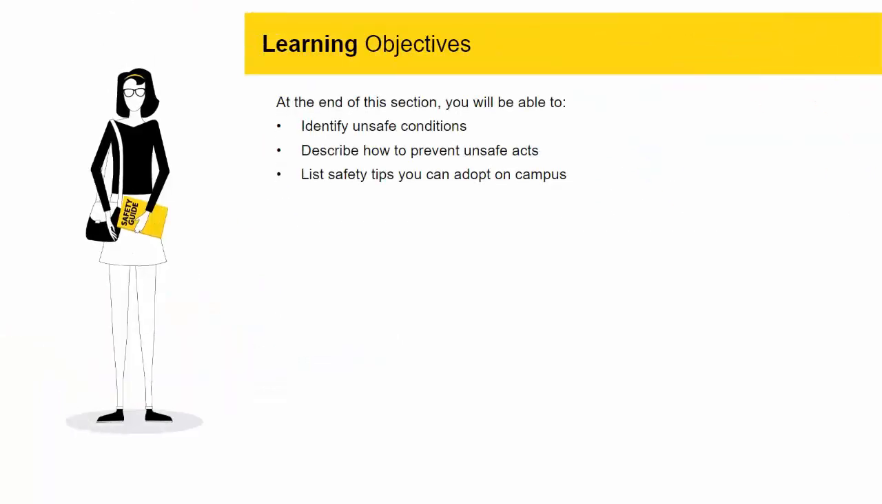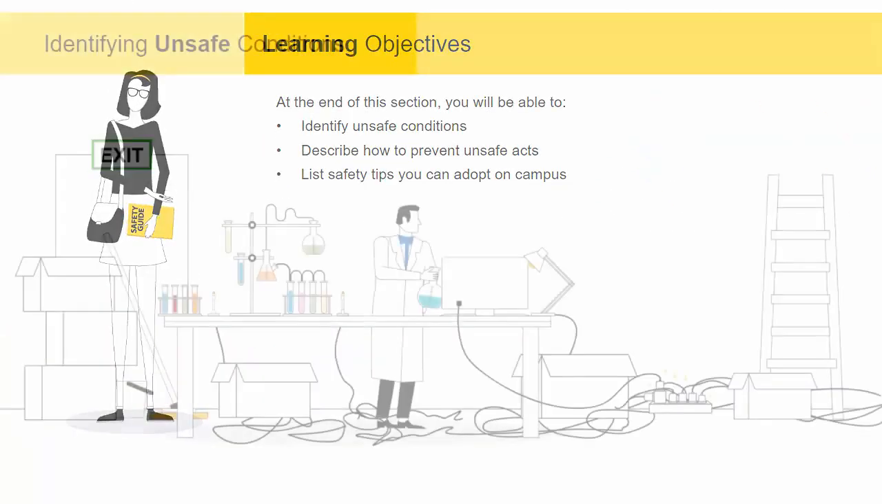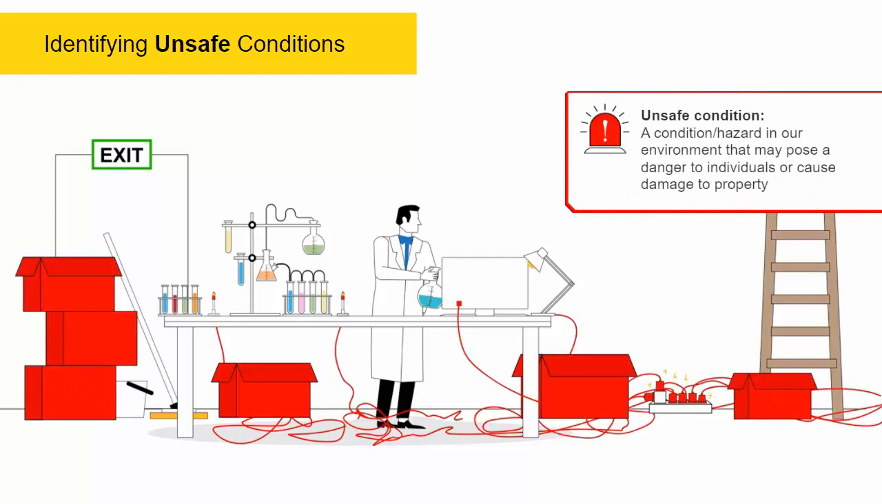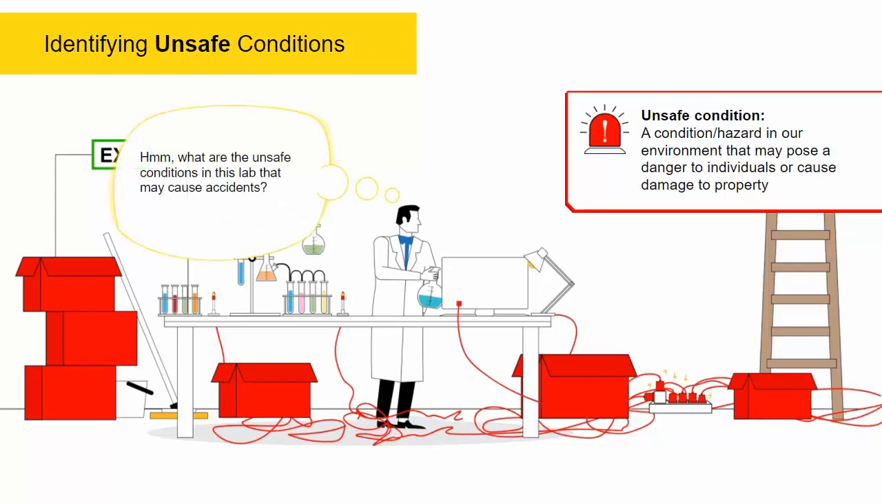The learning objectives for this section are as shown. Is this a familiar scene on your campus? Can you identify the accidents that are just waiting to happen to Bob? We can say that Bob is working under unsafe conditions. An unsafe condition is a condition or hazard in our environment that may pose a danger to individuals or cause damage to property. To keep yourself safe, it is crucial that you learn how to identify unsafe conditions around campus.